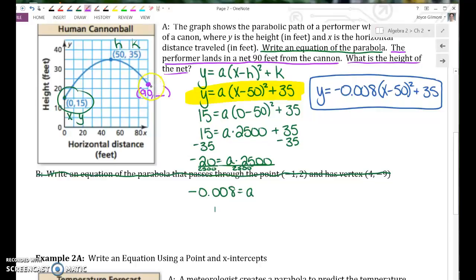Now, we could look at this graph and we could estimate, but we don't need to estimate because we have an equation. We can take x equals 90 and plug it into our equation. So grab your calculators and plug that in. Negative 0.008 times (90 minus 50) squared plus 35.